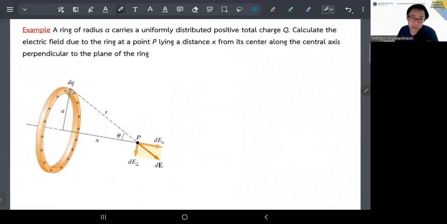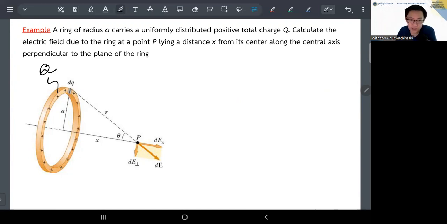Now you have a ring of radius a that carries a uniformly distributed, one more time, we love uniform distribution, positive total charge Q. So this means the total charge on here is Q. Calculate the electric field due to the ring at point P, lying at a distance x from its center along the central axis perpendicular to the plane. So this means it's right on the central axis. That's what it says. It looks complicated, but you will see at the end it's actually easier than the previous one in terms of the calculus-ish stuff that you have to deal with. But in terms of setting up the problem, this one is harder.